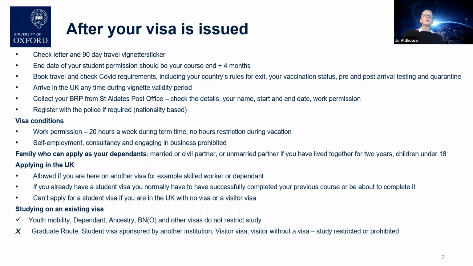Okay, if any of you have got family members, you could apply for them to come to the UK with you. These family members can apply if you're married, or if you have a formal civil partnership, your partner can apply to come with you. Your unmarried partner could apply to come with you, but only if you have lived together for a full 2 years, and you can provide evidence of that. And your children under 18 can apply to come as your dependents as well.